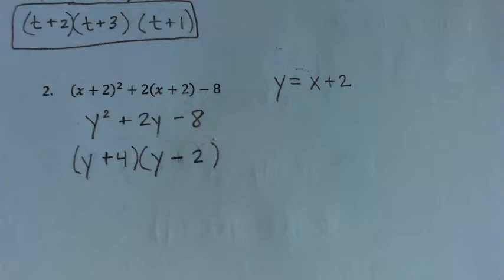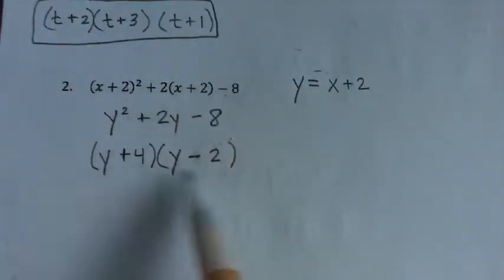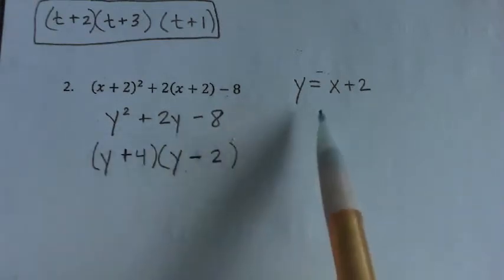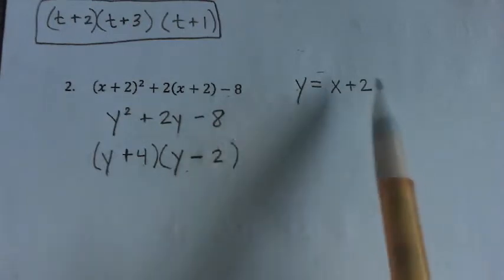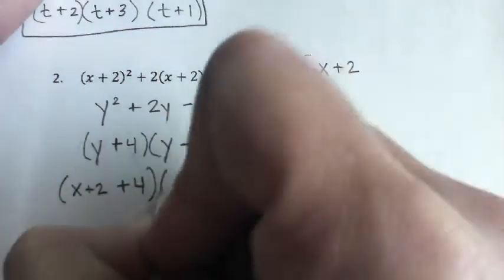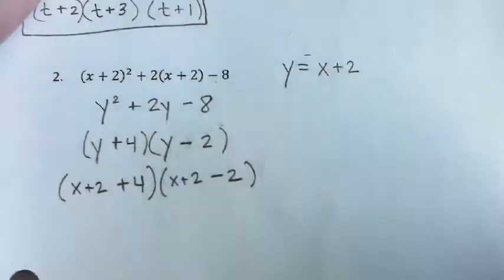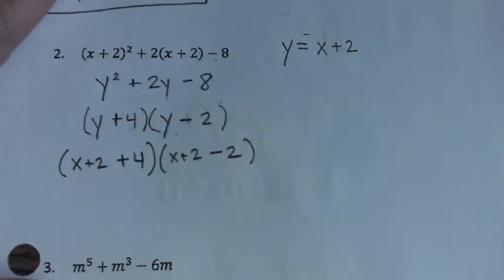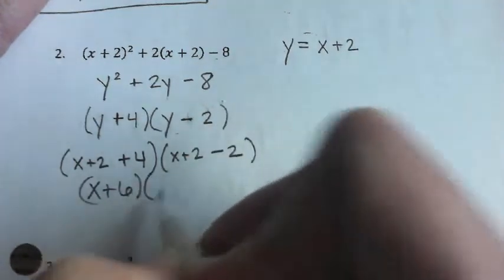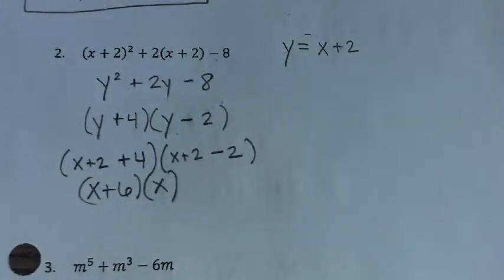From here, remember we only had x's to start. So now that it's partially factored, and really this is factored as far as it can go, we now need to take our y's back out and replace them with the x plus 2's. So that's x plus 2 plus 4 and x plus 2 minus 2. And then this simplifies to x plus 6 and x. Any questions on that?